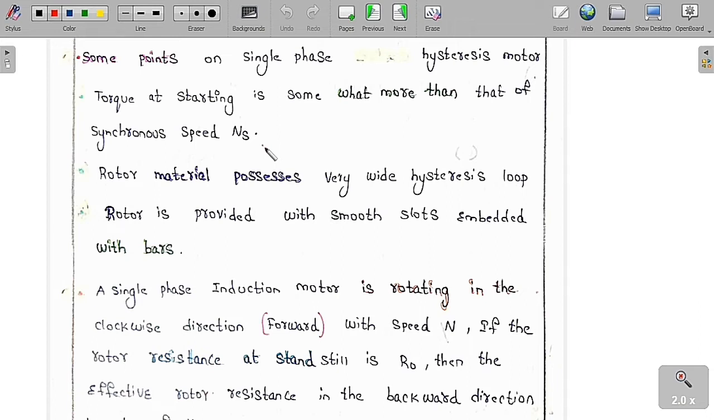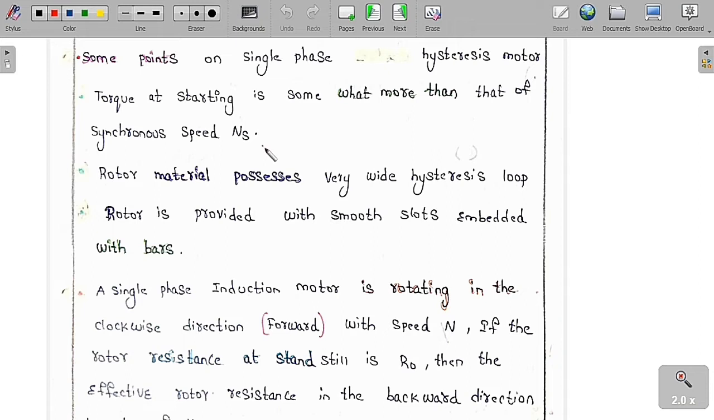So basically, we can say the torque at the starting is somewhat higher compared to the torque at the synchronous speed. And the rotor material is going to possess a very wide hysteresis loop because it is going to work on the principle of hysteresis loss. The rotor is provided with smooth slots embedded with bars. So these are some of the important facts regarding the hysteresis motor.